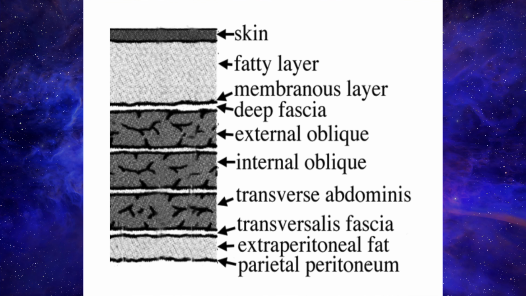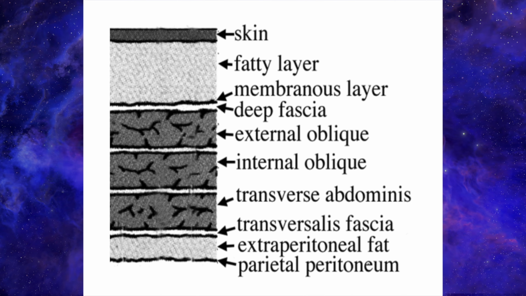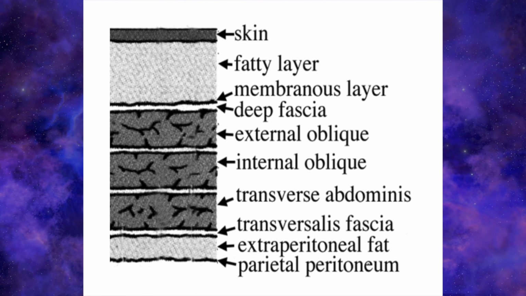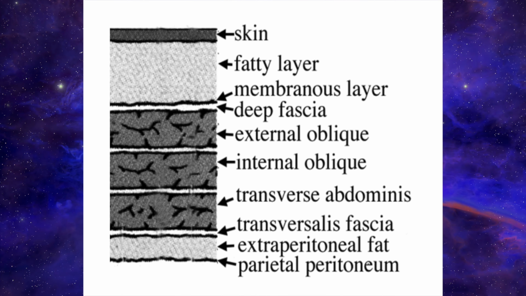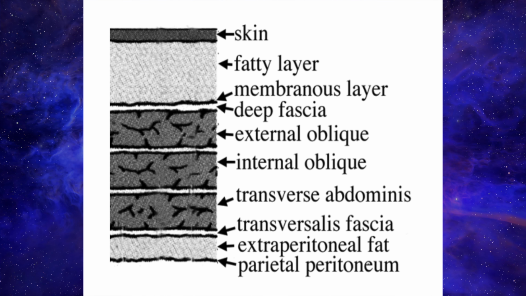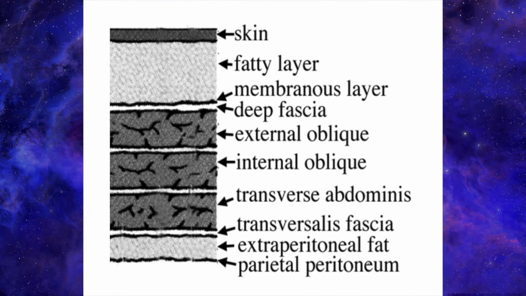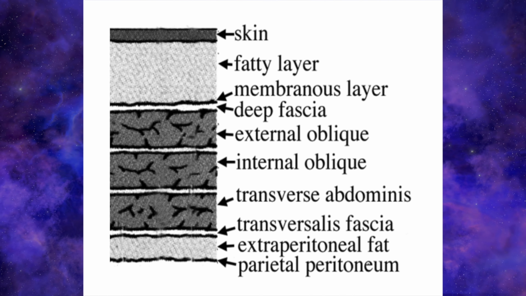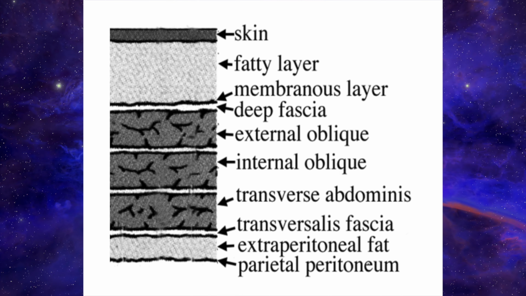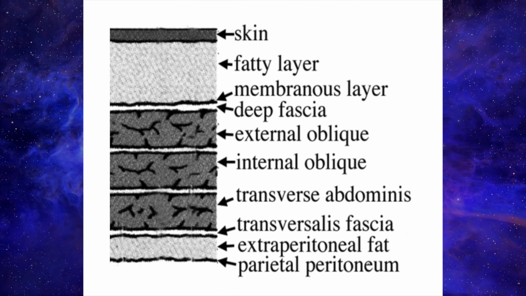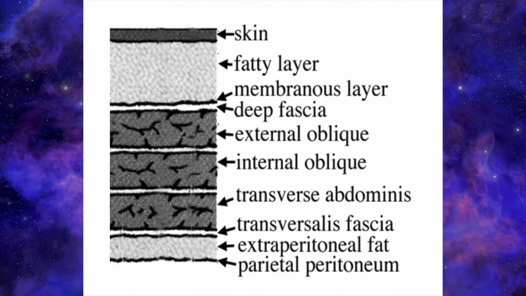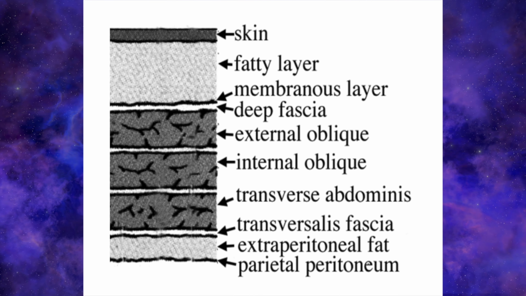Below the membranous layer of the fascia, you've got the deep fascia. Then you've got the 3 muscles of the abdominal wall: the external oblique, internal oblique, and the transversus abdominis muscle. Below the transversus abdominis muscle, you have the transversalis fascia, extraperitoneal fat, and then the parietal peritoneum, which is the outer lining of the peritoneum membrane.